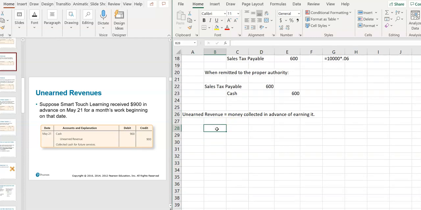So in this case, they received $900 in advance on May 21st for a month's work beginning on that date. So on May 21st, they actually collected the cash, so I have to have a journal entry. But I haven't earned anything yet, so it's going to go to unearned revenue.